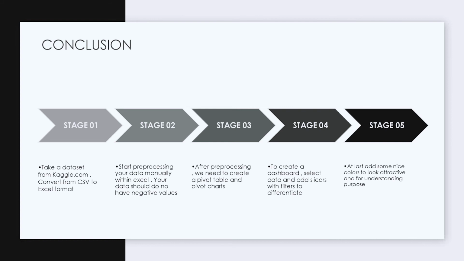Make sure you check that the data does not have negative values or any missing values. Make sure to pre-process your data perfectly so that we can do pivot tables and pivot charts perfectly. After pre-processing, we need to create a pivot table and pivot chart. Pivot tables and pivot charts are like a table which shows games and publishers with filters, and the dashboard is also used for creating filters to differentiate each console from other games.